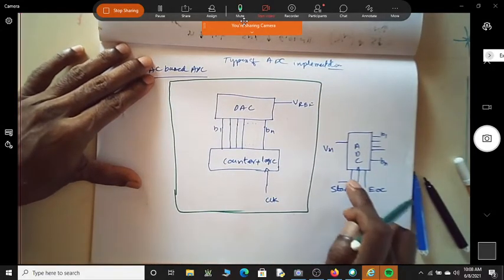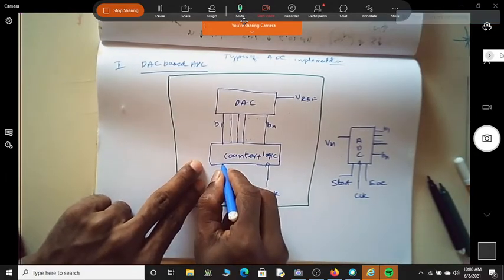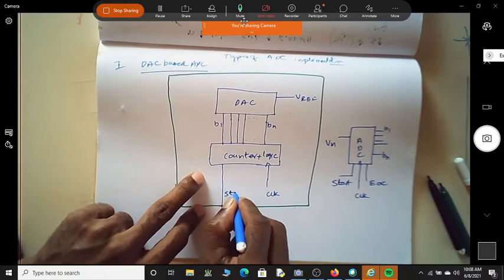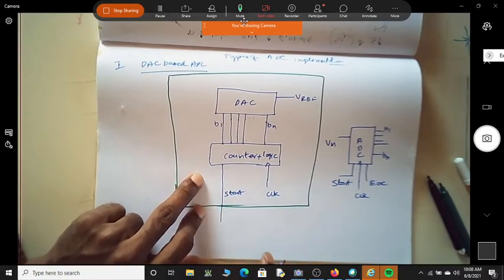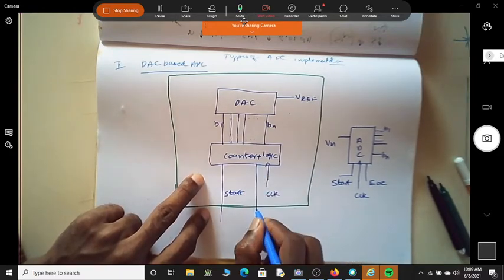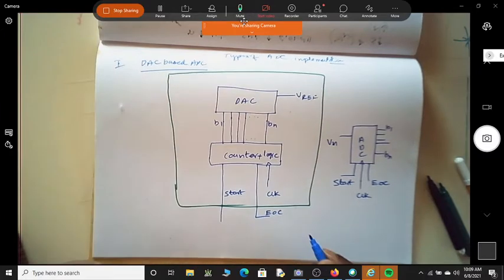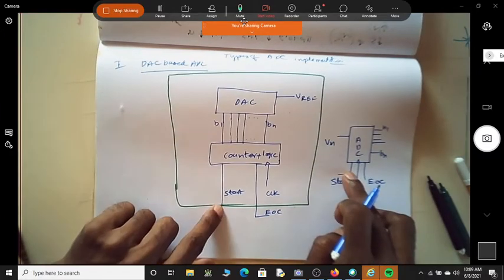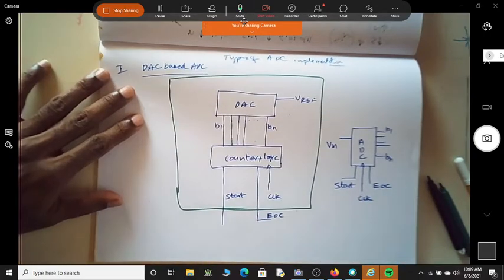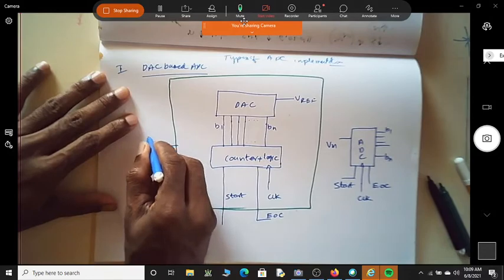So I need to have all this. You can see this, I call it start. There is a start, and it will also have an end of conversion indication. Now you have the start signal, a clock, and an EOC, and there is an input required. This is Vin.